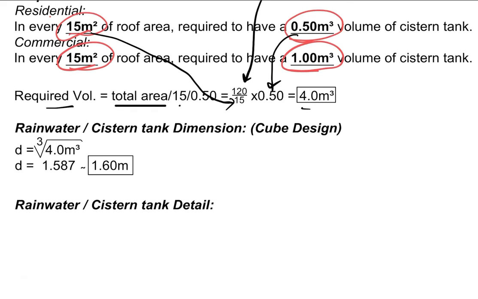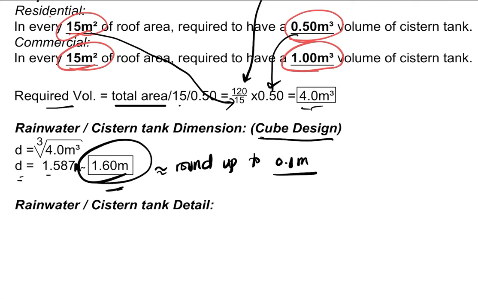To solve for the dimension of a cistern tank or rainwater tank, we'll have the cube design, so that at least we only have to compute one side of the cube. So let's take the cube root of 4. Therefore, the side dimension of the rainwater tank or cistern tank is 1.587 meters. Always round up, to 1.6 meters. So now you have your dimension of the rainwater tank.